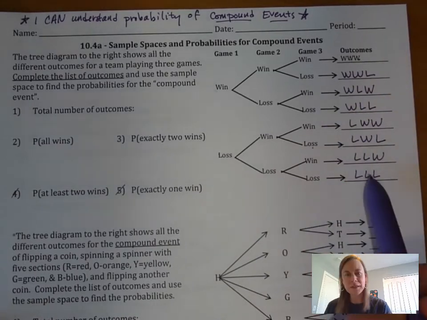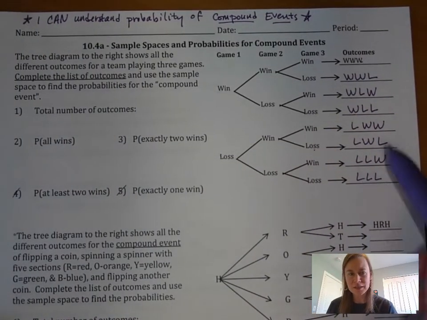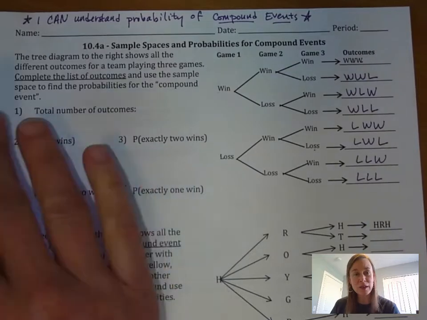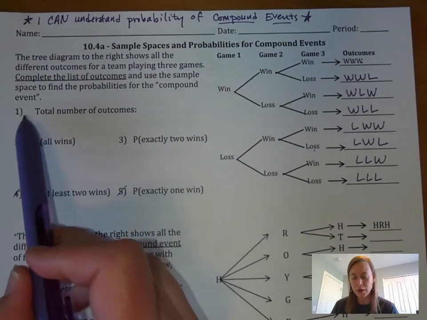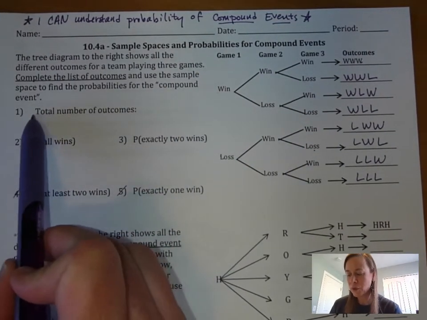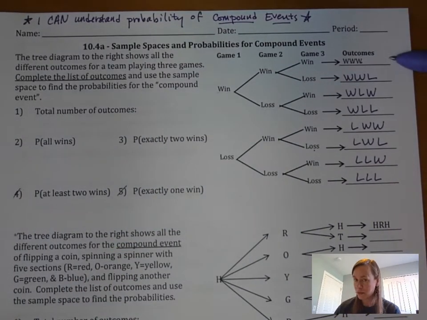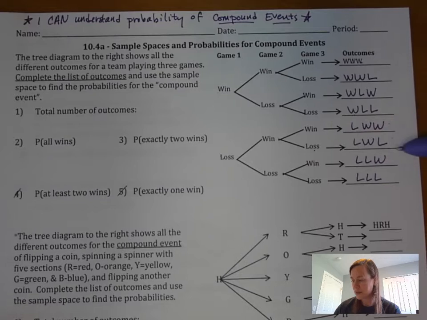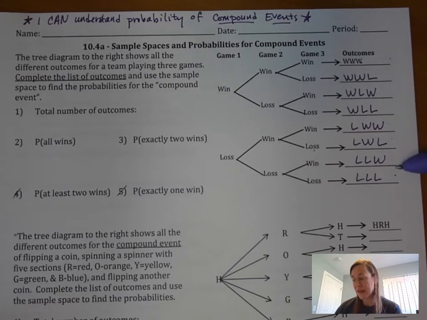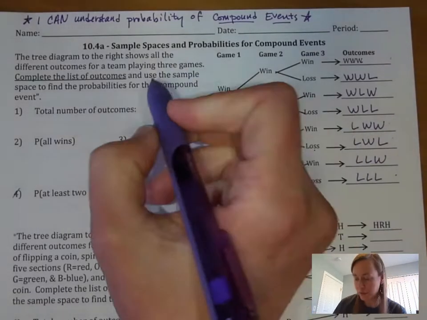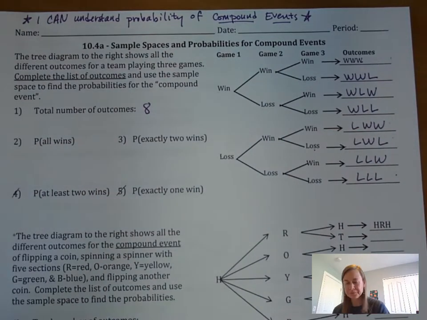Now that we've filled out all the blanks here, we need to answer some of these questions. So again, if you don't have this printed out, just write number 1 on your page. For number 1, the total number of outcomes, we're just going to count over here: 1, 2, 3, 4, 5, 6, 7, 8. We listed 8 possible outcomes, so we're going to write an 8 right here.